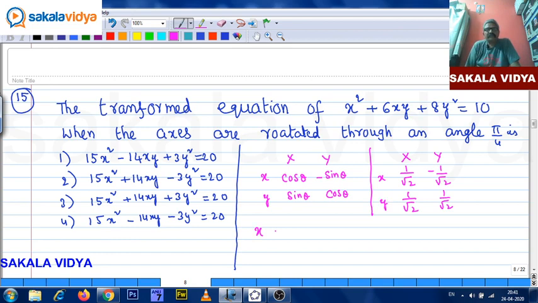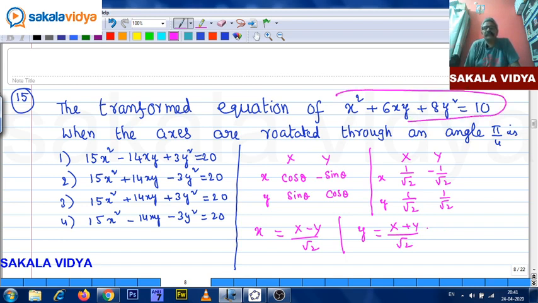Now, small x becomes capital X by root 2 minus capital Y by root 2. Small y becomes capital X plus Y by root 2. So, these two values need to be substituted in this one and simplified, you will get the answer. Okay, you try it.